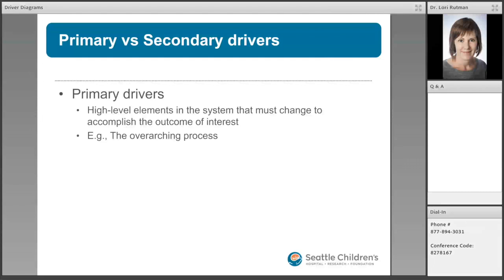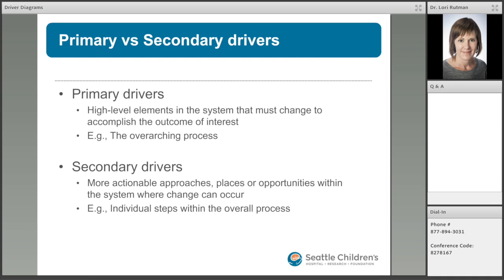So primary drivers are really high-level elements in a system that must change to accomplish the outcome of interest. So this might be things like the overarching process, whereas secondary drivers are the more actionable approaches or opportunities within the system where change can occur. So that might be an individual step within the overall process.